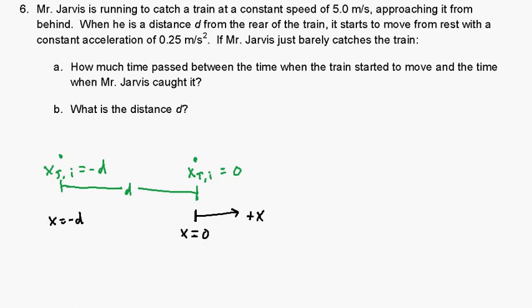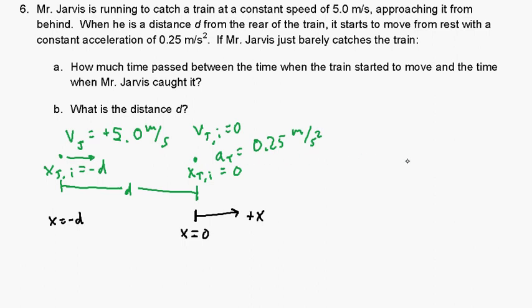Okay, so Jarvis is already moving at constant velocity, which also means a constant speed, plus 5.0 meters per second. Okay, so he's moving at that, and then the velocity of the train initially is 0, but the train's acceleration is 0.25 meters per second squared.